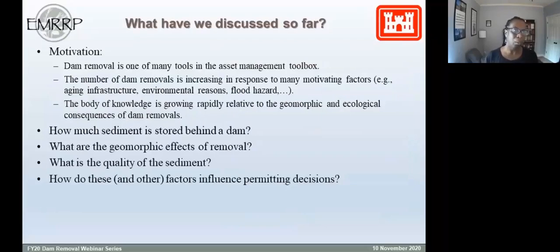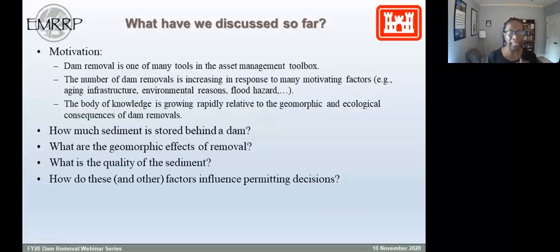So we've discussed over the past few weeks the motivation for why we're here, which is the fact that the number of dam removals has increased, and we're looking at a body of knowledge that's growing, but there are definite holes. We really need a way of understanding what's available to assess, which methodologies or technologies exist, and where research should be focused to increase our capacity to understand dam removal and sediment transport in that scenario.